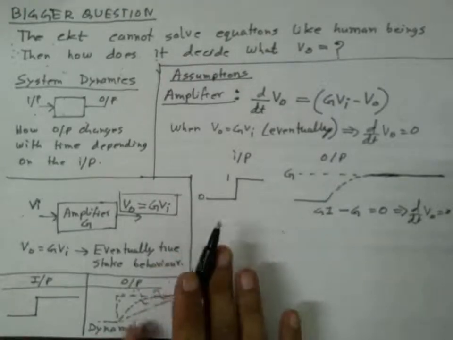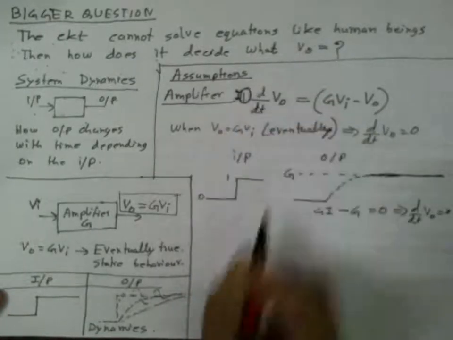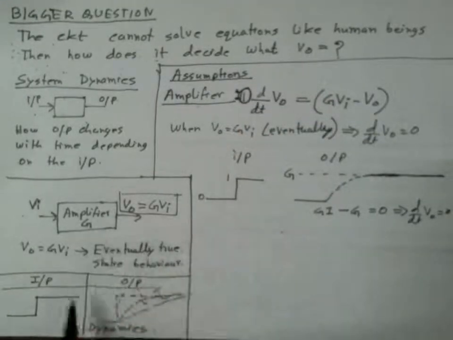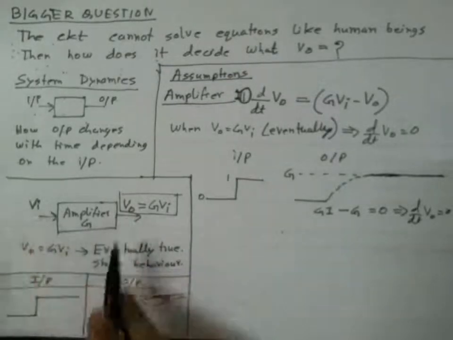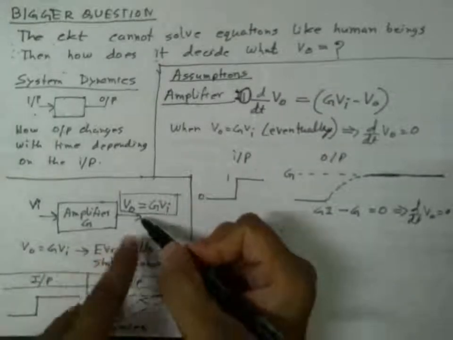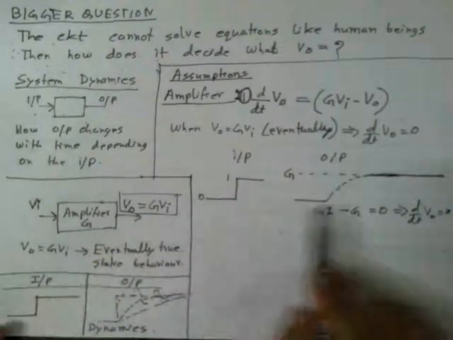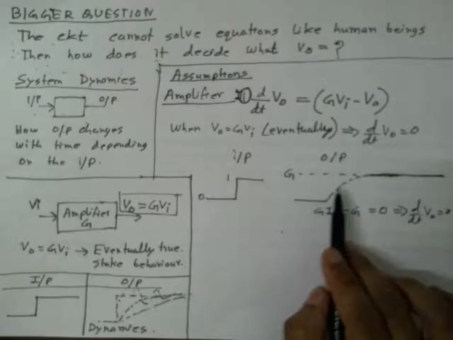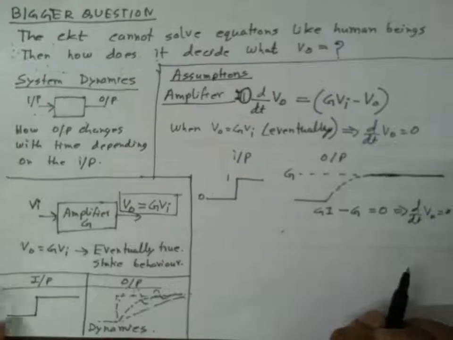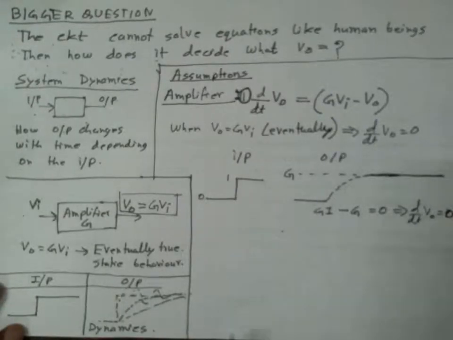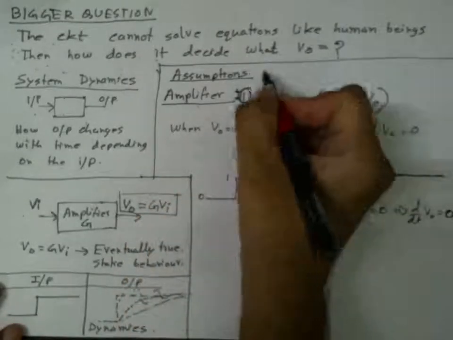Okay, so this is what we assume about the amplifier. This is our first assumption about the dynamics of the amplifier. Essentially we say that the amplifier is not an instantaneous device. It doesn't make the output equal to g times input instantaneously. It takes some time, there is a delay, there is a lag, but eventually the output becomes g times input. That's what we say. So this is dynamics.